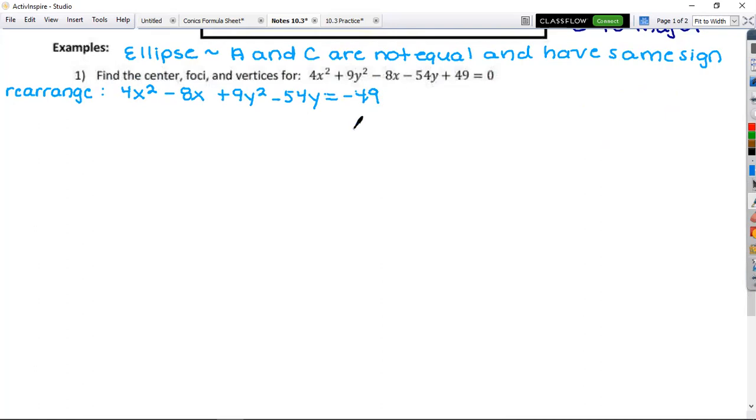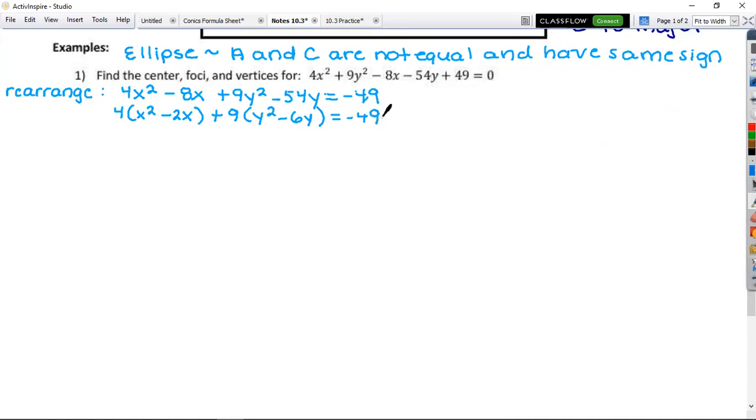Minus 49. The next thing I'm going to do is take my numeric GCF out of those terms. So I need to take out just the 4. And then this gives me x squared minus 2x. And then I'm going to take out the 9. And I'm left with y squared minus 6y. And then this is equal to negative 49.